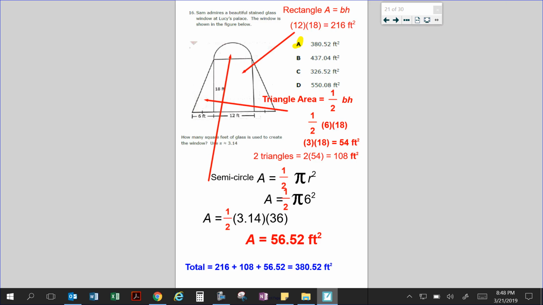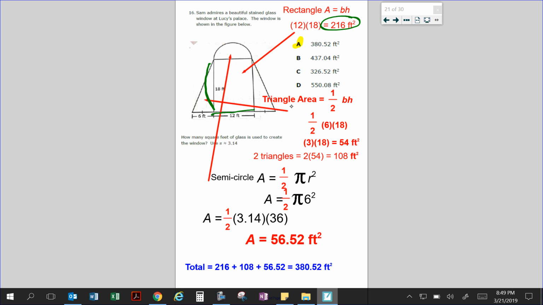And 16 and 17. These are called composite figures. You must find the total area of this. It's made up of different shapes. I see a semicircle, a rectangle, a triangle, and a triangle. Let's do the rectangle first. Base times height, 12 times 18 is 216.